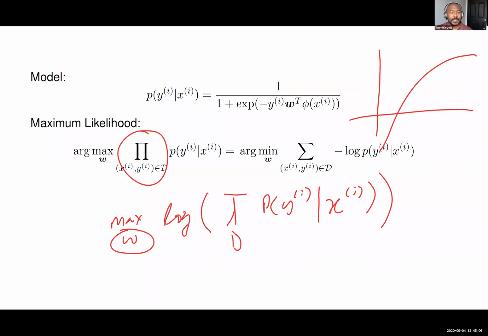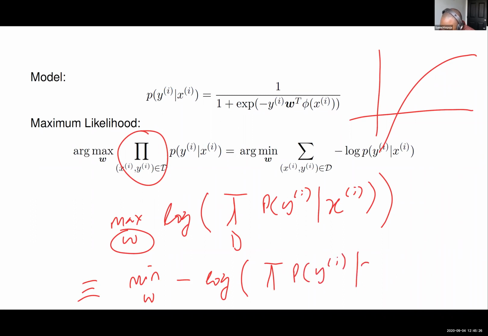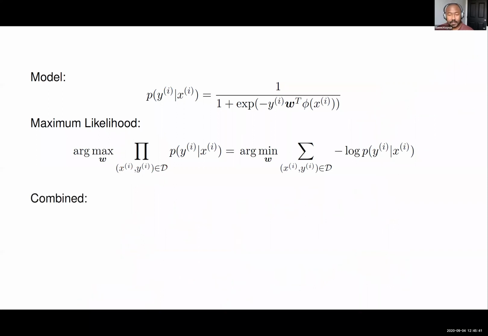In addition, this is still a max of a log. We also then multiply through by minus. So this is also equivalent to min over W of minus log of the product of P of Y_i given X_i. Once you have that, the rest should follow through. The log of the product becomes a sum, and that's how we end up with this equation on the top right.